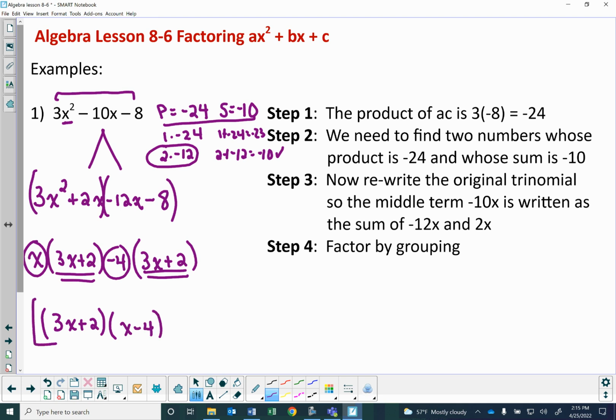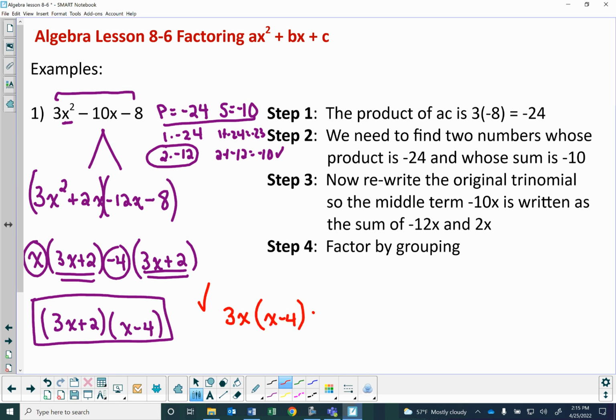And that is the factorization of 3x squared minus 10x minus 8. And we could check this. In fact, let's check it. If I took 3x and multiplied it by x minus 4, and I took positive 2 and multiplied it by x minus 4, I better come up with my original problem.